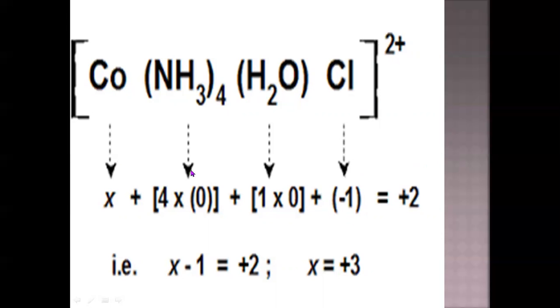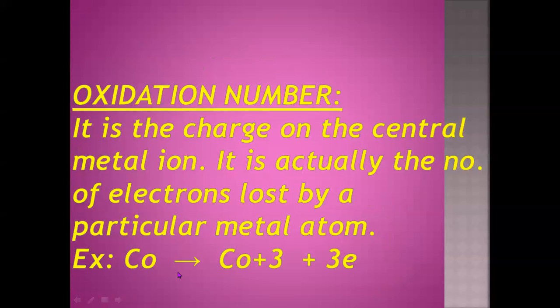So you can convert this into an equation: x plus 4 into 0 plus 1 into 0 plus 1 into -1. So it is x plus 0 plus 0 minus 1. So it will be x minus 1 and it will be equal to +2. Now send this -1 to the right side, you will get x is equal to +3. Hence, the oxidation number of cobalt in this species is +3. As I have stated here, cobalt can lose 3 electrons, therefore its oxidation number is +3. Later on you will learn that this is also called the primary valency of the central metal ion. So the oxidation number is also called the primary valency in complexes.